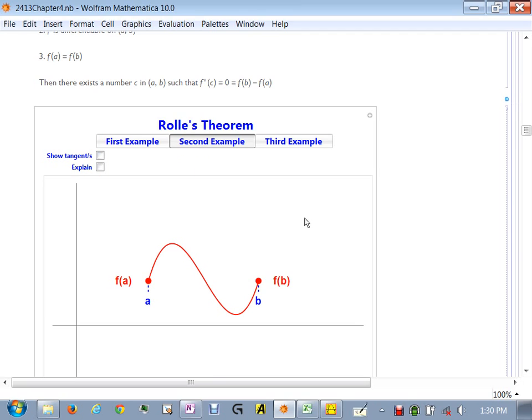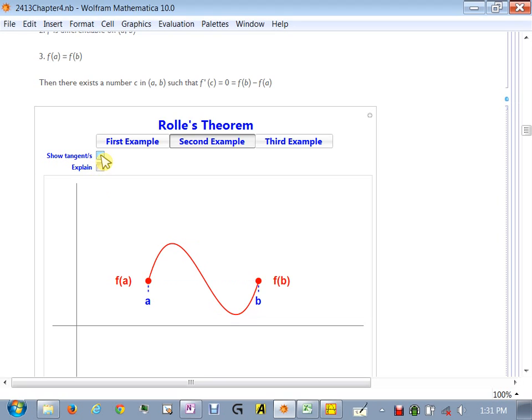Is that a continuous function? Is it differentiable? Yes. So I'm guaranteed that there exists a number inside somewhere where the derivative is 0. Do you all see where it is? Can you already see it? There's actually 2 places, right? Rolle's theorem guarantees the existence of at least 1. It is possible to have 2 or 3 or 4, but you must have 1.